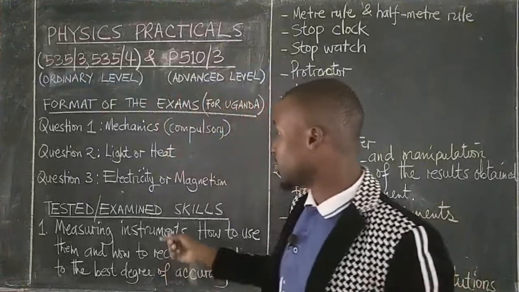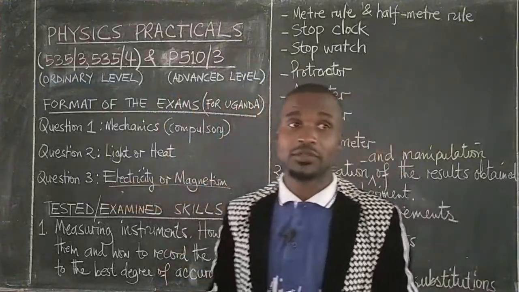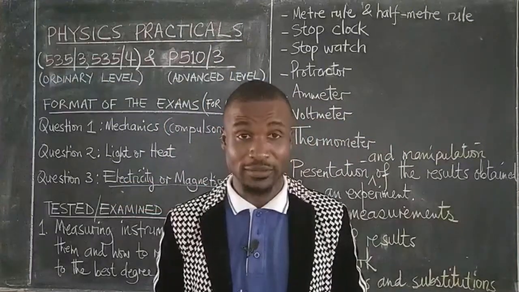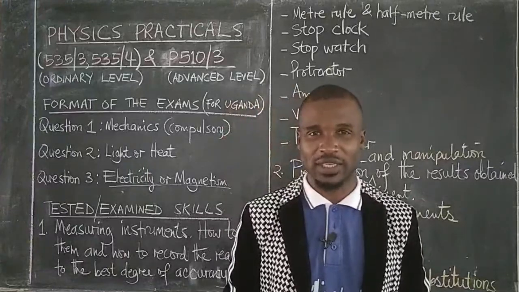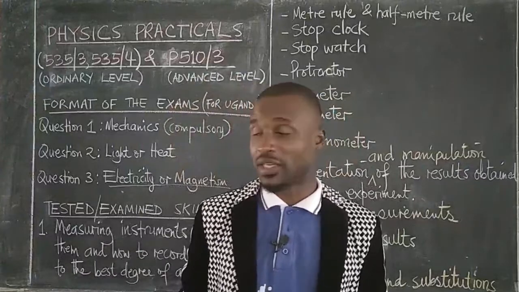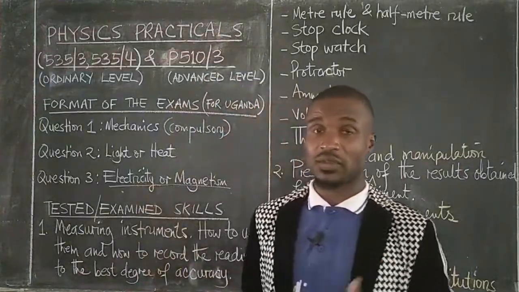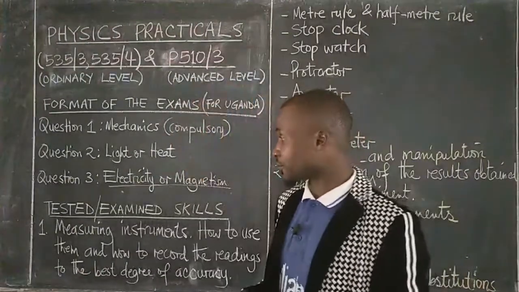And then number 3 comes from electricity or magnetism. Now, for the sake of the exams, for so many years, I think, from the exams of A level and O level, they basically examine number 3 from electricity, but the syllabus specifies that we should have even magnetism understood.